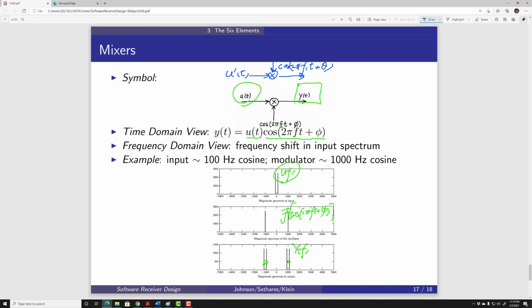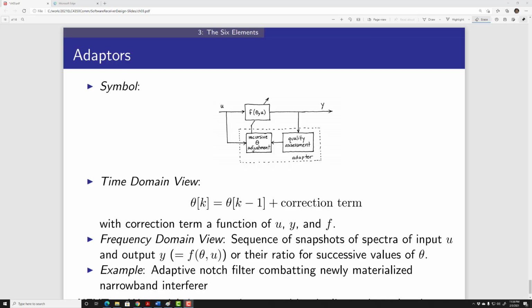They are not going to affect each other, because f1 and f are apart. So here is f1, and then the u prime(t), suppose it has the same two spikes, so it will be here and here. And that is frequency division multiplexing. I multiplex multiple signals and send them together. However, they don't affect each other in this case because they are upconverted using different carrier frequencies. The last element is the adapter.